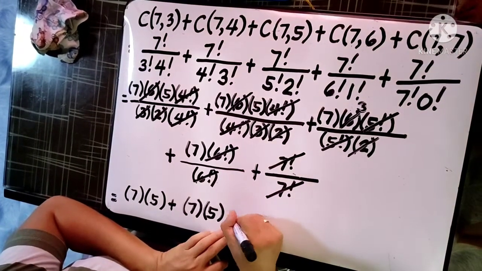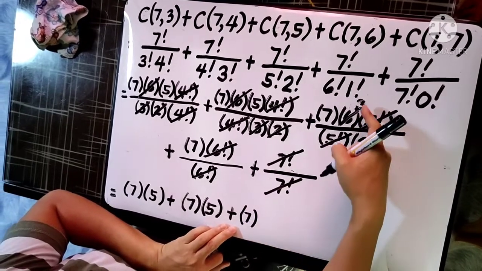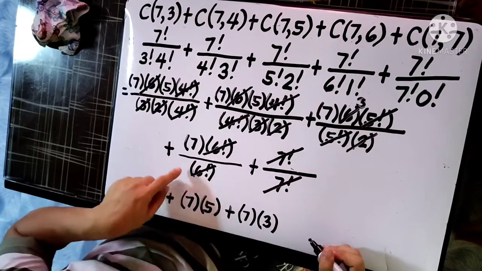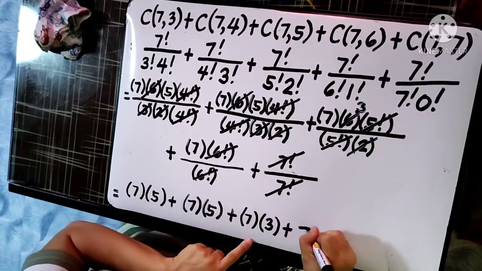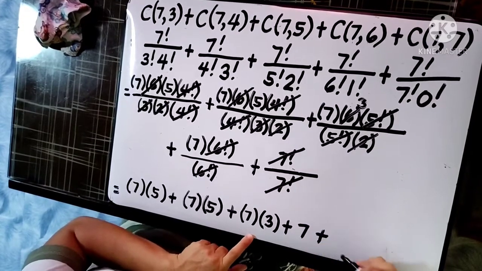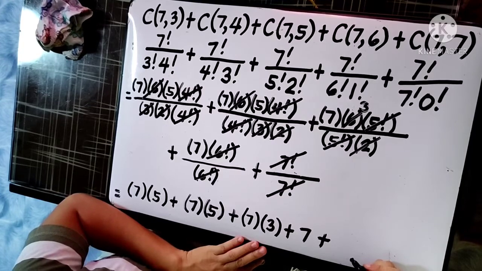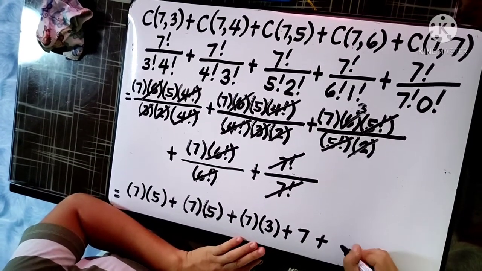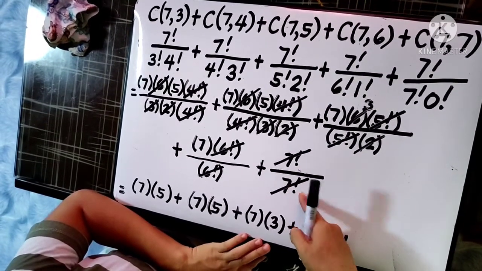Now proceed to the third one. You have 7 times 3. Then for the fourth one, you have 7, plus the fifth one, cancelled, right? So the operation is division, therefore what is left is 1. So 7 factorial divided by 7 factorial is equal to 1.